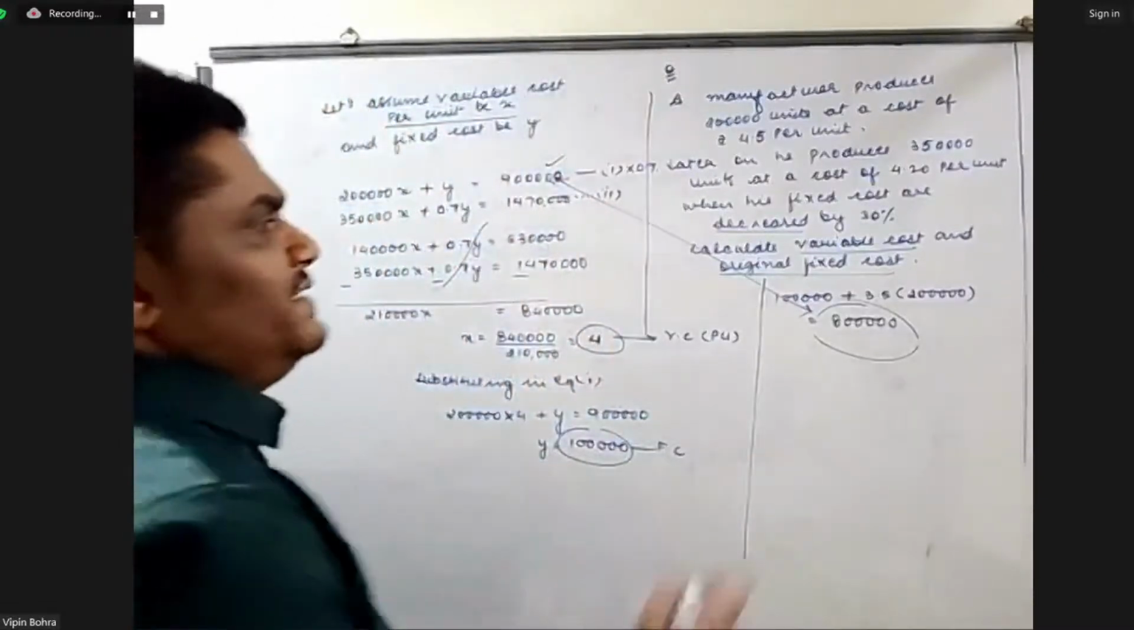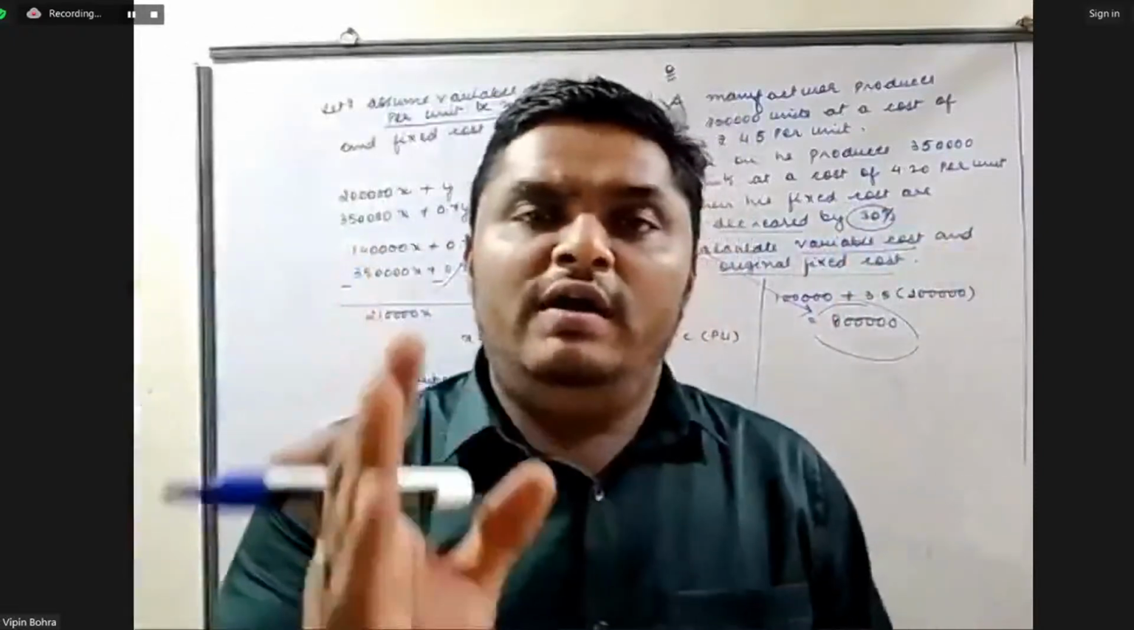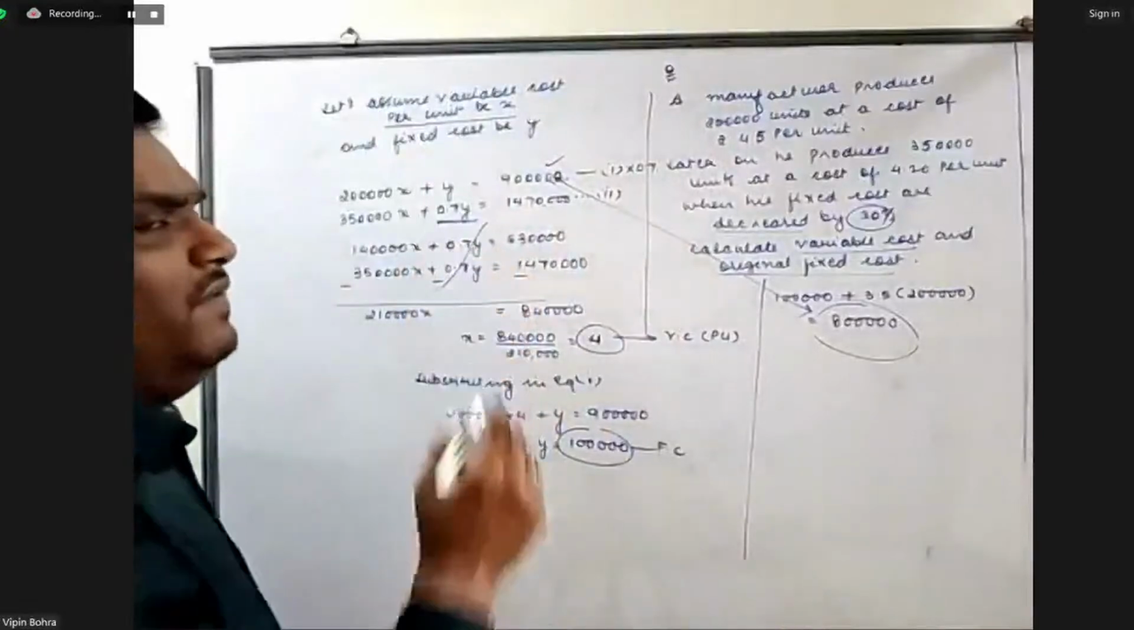See, when the fixed cost is decreased by 30%. So 100 minus 30%, it will be 70%. So that's why it is 0.7y.